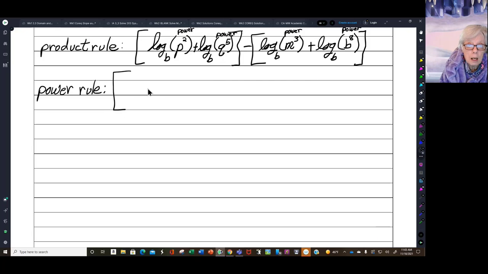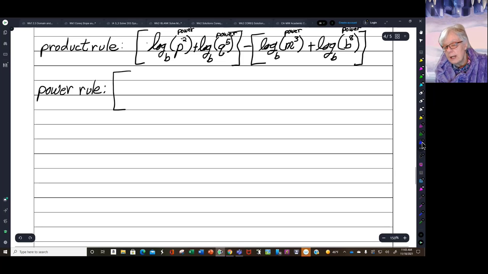Log base, I'm going to bring this 2 down in front there. So let me make arrows. I love arrows. That 2 is going to go there. This 5 is going to go there. This 3 is going to go there. And this 8 is going to go there. Okay.